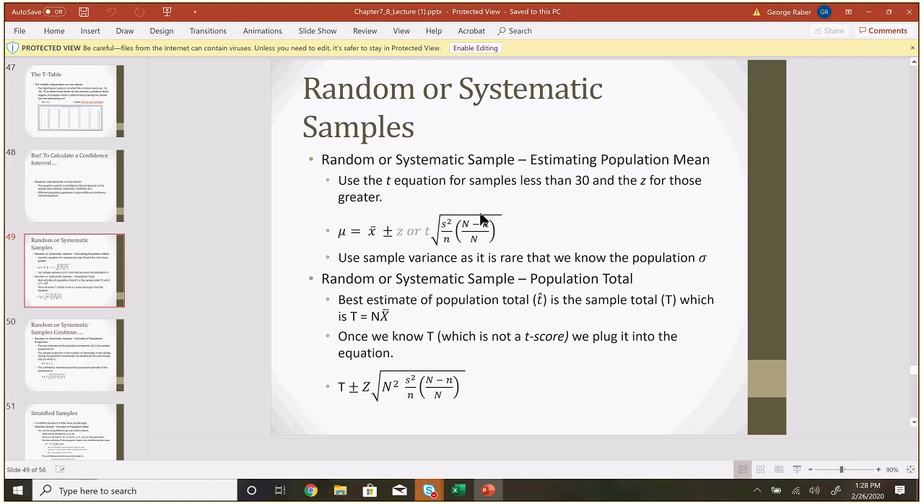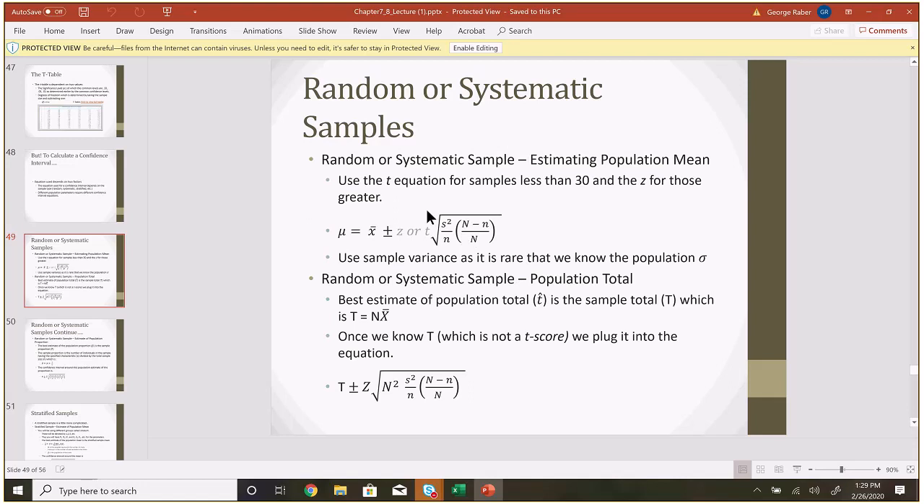The whole reason I'm saying this is that you might see where somebody in some other textbook or some other math just left this out, this N minus n divided by N, because for a sufficiently large population, that term equals 1, or it's really, really close to 1. See what I'm saying?